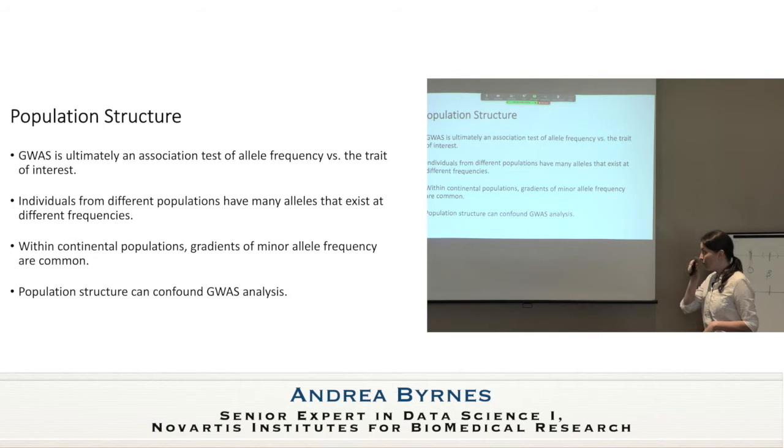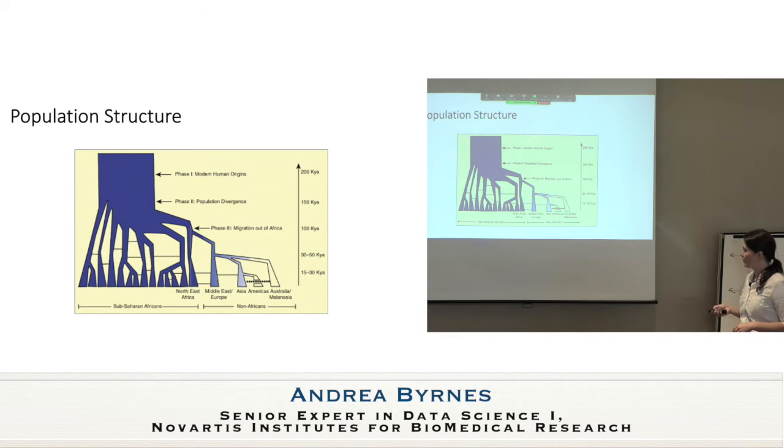This was first demonstrated in European populations. But the idea being that this structure can confound your GWAS analysis. And the more of these variants we have, the greater the risk of that becomes. And that's where controlling for population structure becomes very important.